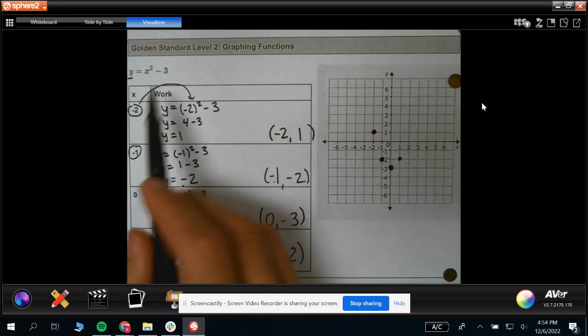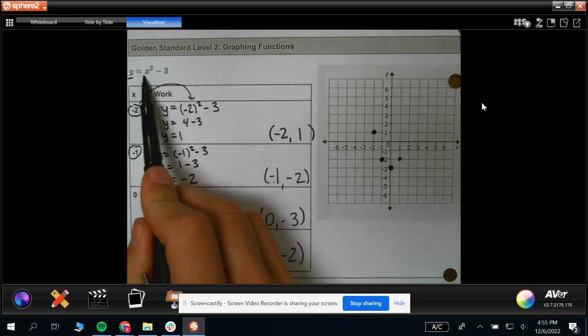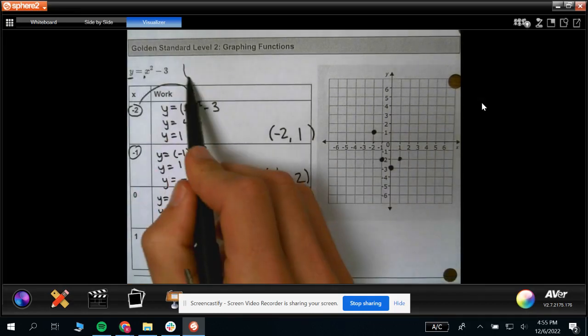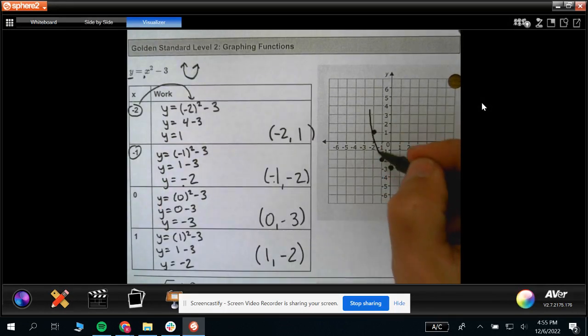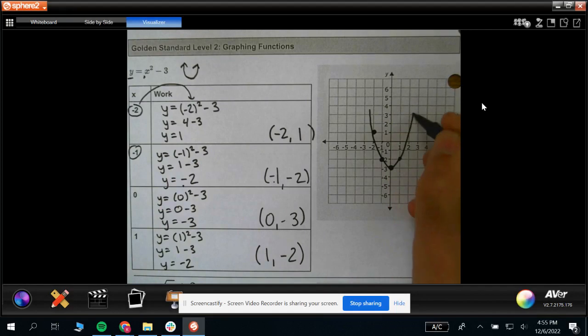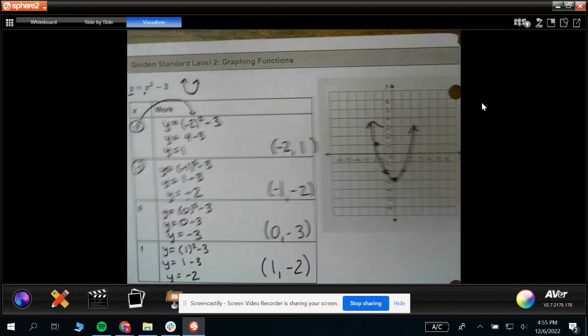Now, if you think about it, this is a quadratic. What do we see in level 1? What shape should this graph be? It should be a U shape. Do we see a U shape here? And that's a good way we can check our work, is we see that U shape. So there's the first part. Let's look at the next one.